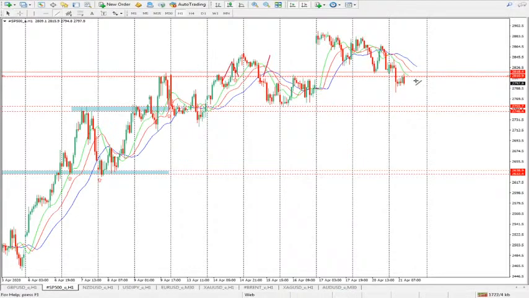So we are technically just waiting for a pullback so that we pick a sell from that point up to this support here. This should be the correct place to sell it from. As I'm speaking now, expect price to pull back towards the level which has just been broken, towards this support, 2755.7, 2746.4.